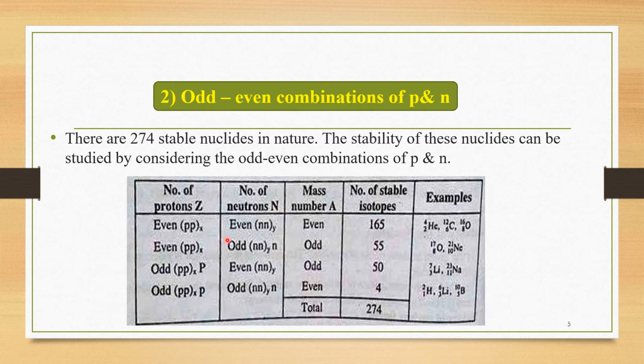Now, in this table we have to consider the number of protons, number of neutrons, their mass number, the number of stable isotopes and their examples.